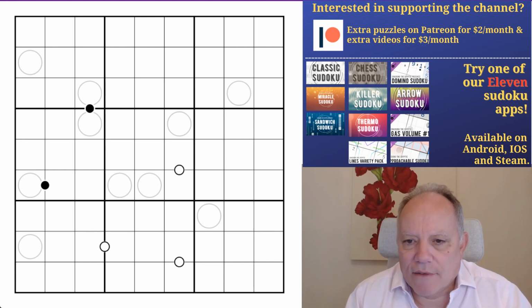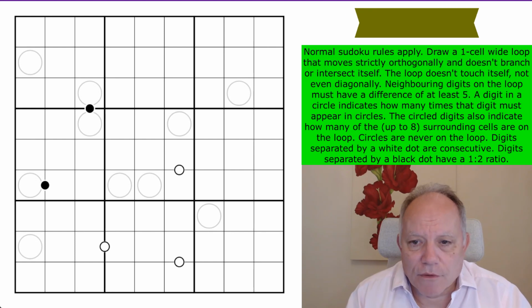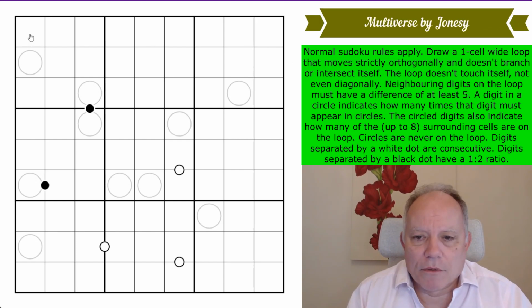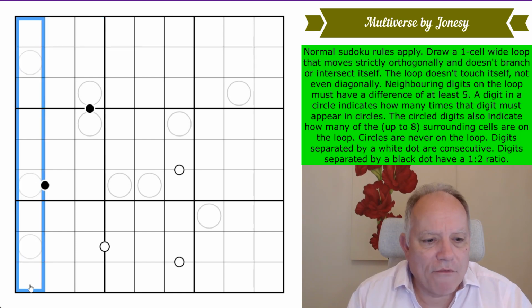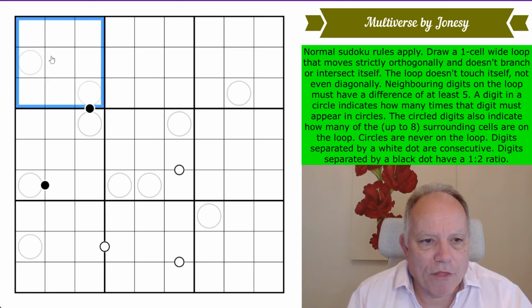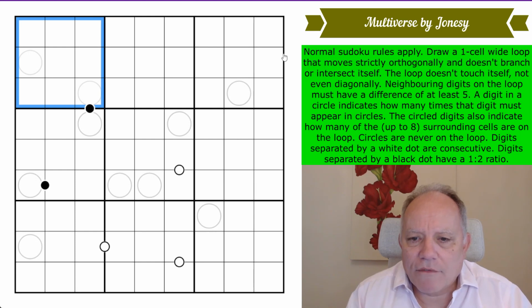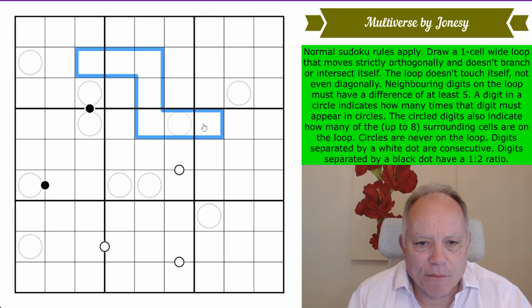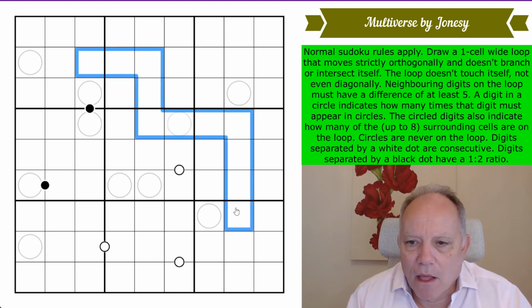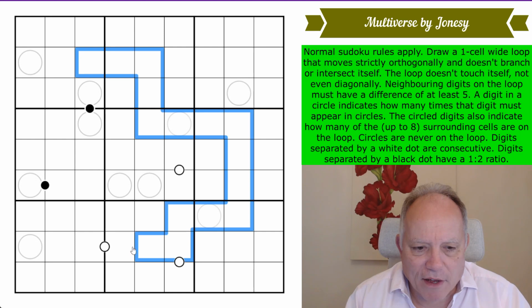Let's have a go. I'll do the rules first of all. So normal Sudoku rules apply. That's meaning we're going to put 1 to 9 in every row, every column, and every 3 by 3 box. Now we have to draw a 1 cell wide loop that moves orthogonally. So in horizontal and vertical moves, this loop will go. It doesn't branch or intersect itself, and it doesn't touch itself, not even diagonally.